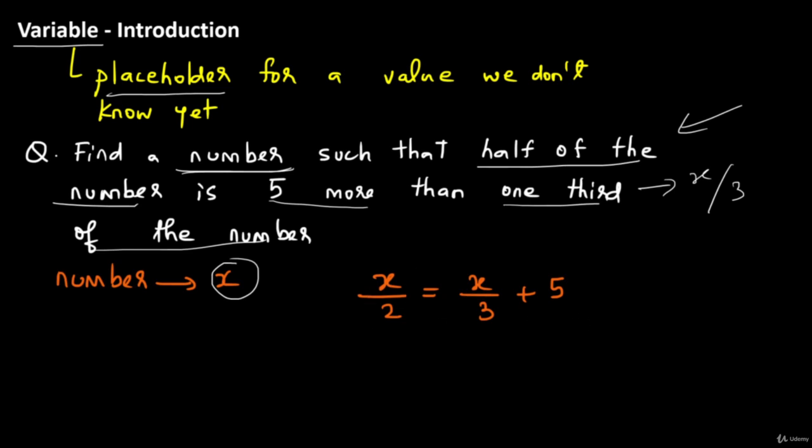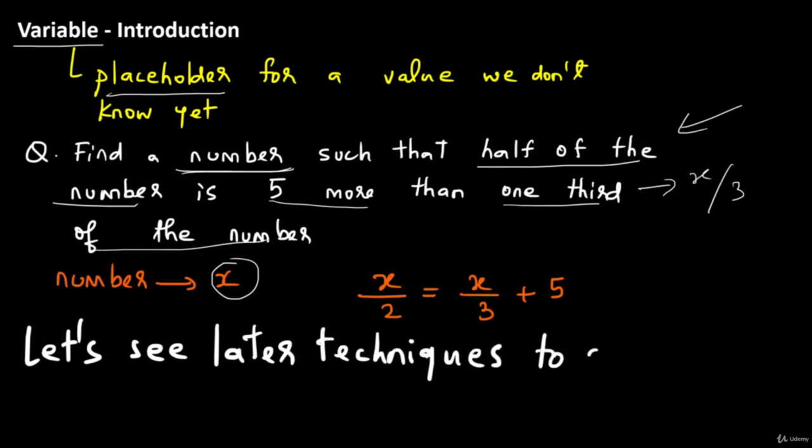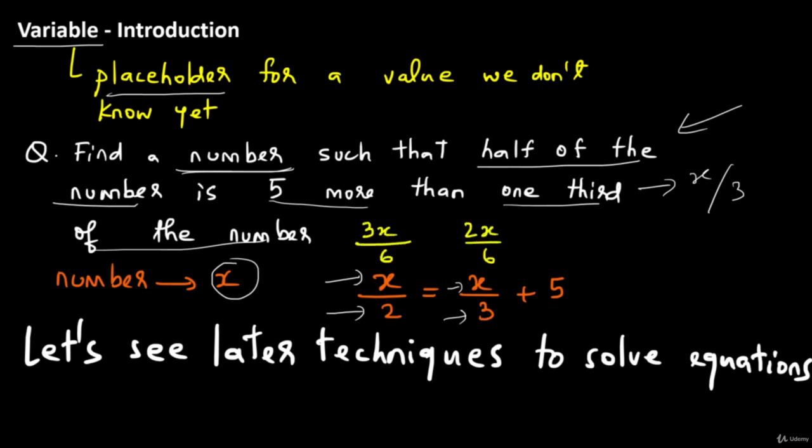Now we will see later more techniques to solve an equation. This is an introductory video. Because I don't want you to be in suspense, let's quickly solve this, but we will see the methods in detail in future videos. Now x by 2 can be written as 3x by 6, right? If I multiply the numerator and the denominator with 3. Similarly, x by 3 can be written as 2x by 6, if I multiply the numerator and denominator with 2. So that's 3x by 6 and 2x by 6.